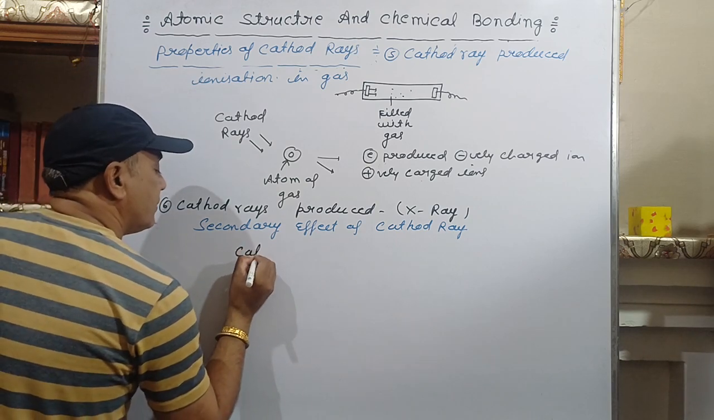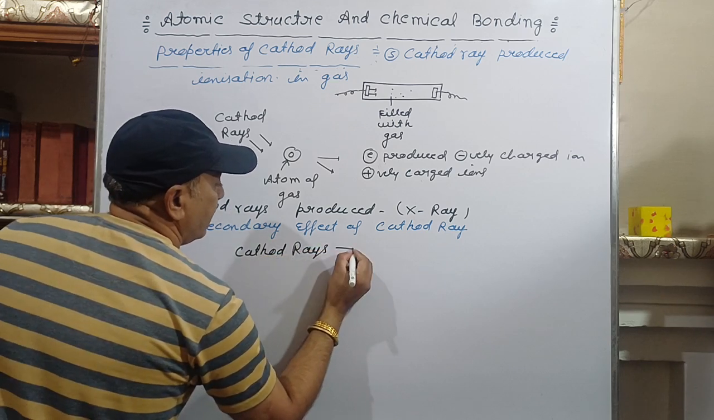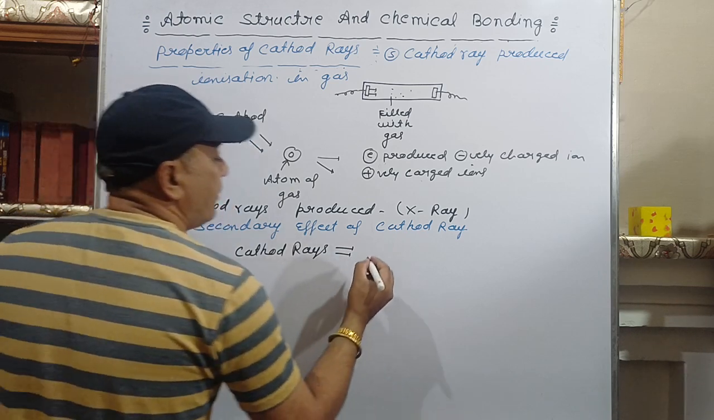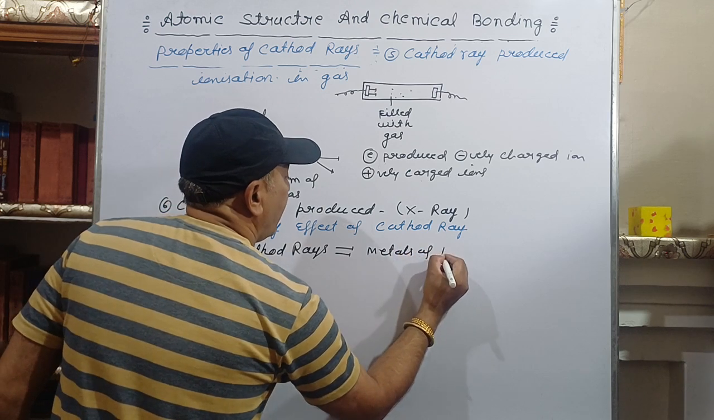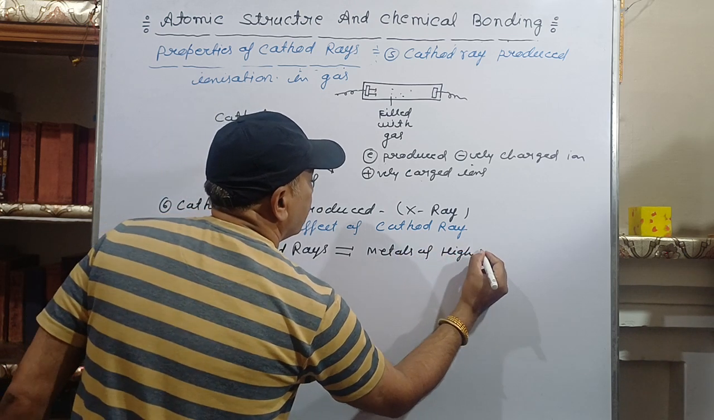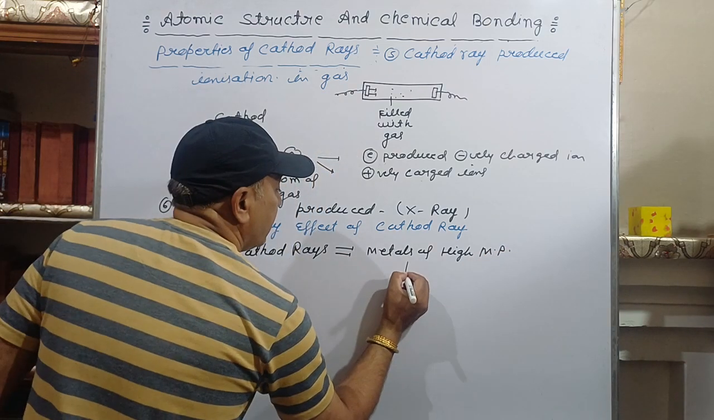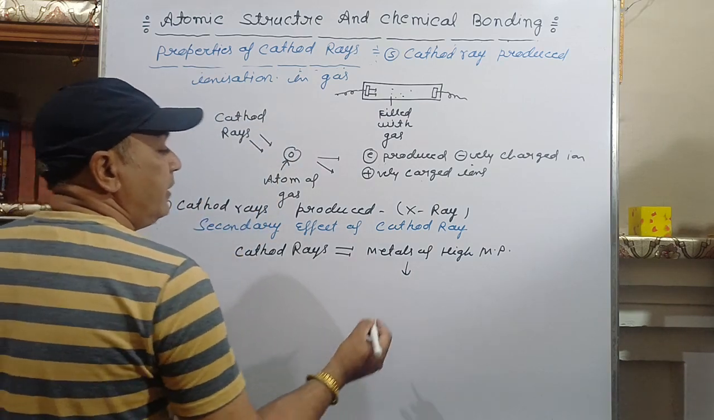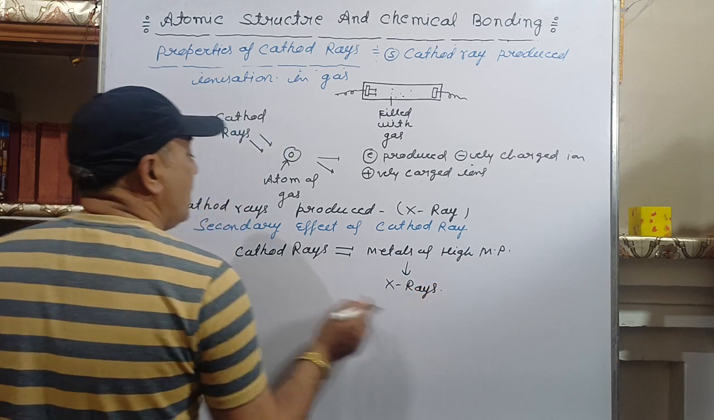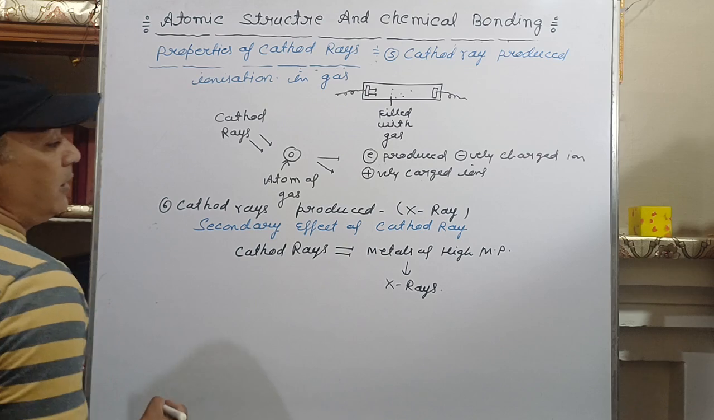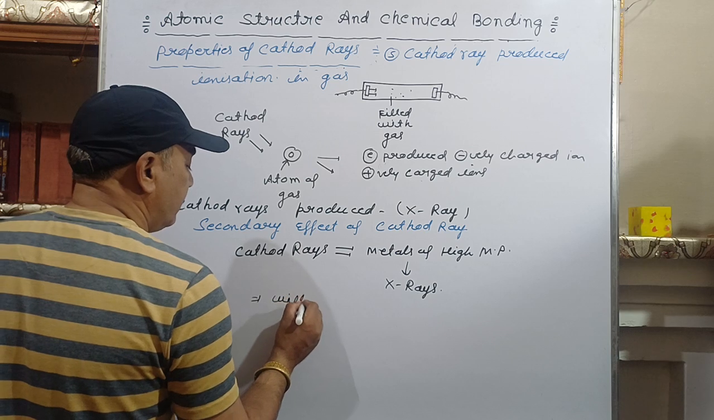When cathode rays fall upon metals of high melting point, like platinum or iridium, they produce X-rays, and it is called the secondary effect of cathode rays. And the scientist who discovered X-rays is William Rontgen.